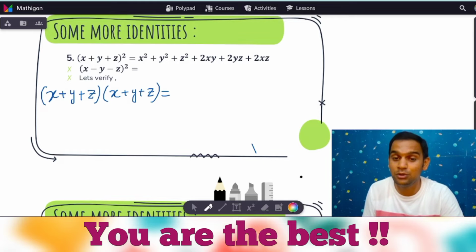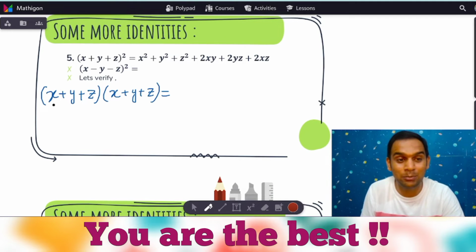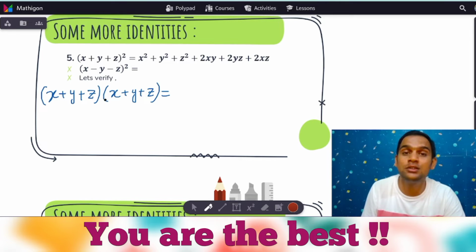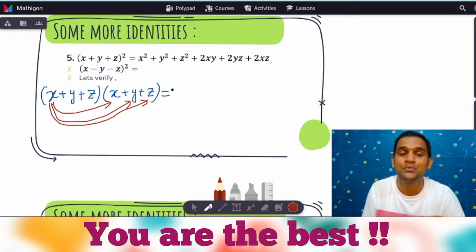Now, whenever we have such a term, we use the distributive property. I have been telling you all that the distributive property is a very, very important property. So what does the distributive property do? This x is going to distribute to all the three terms. So x is going to multiply to x, then x is going to multiply to y, and then x is going to multiply to z. So what happens? x times x is x square plus xy plus xz. Yes or no?